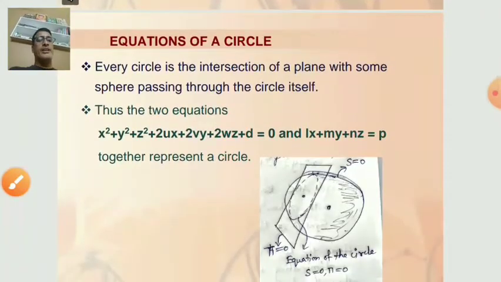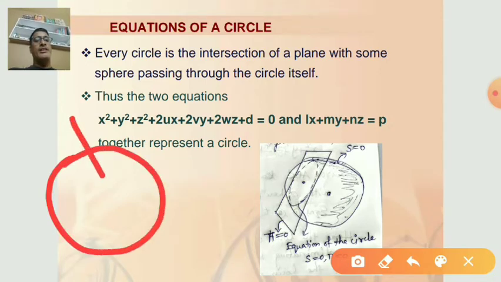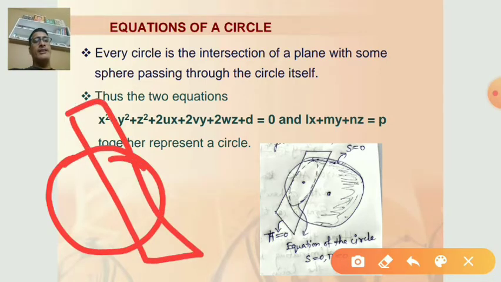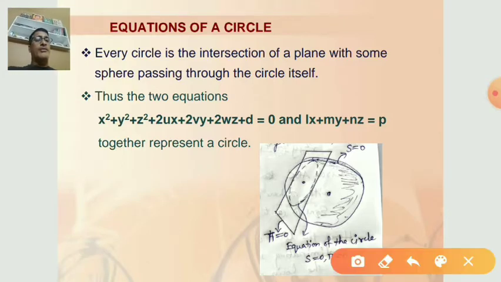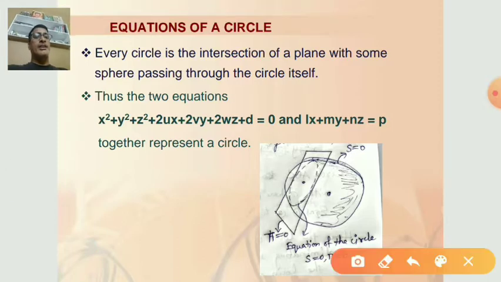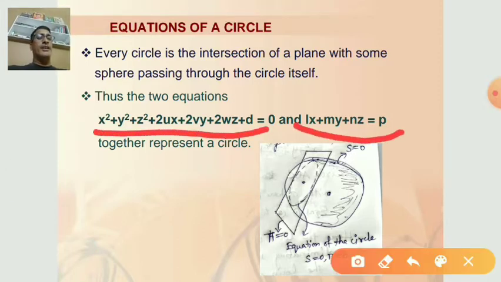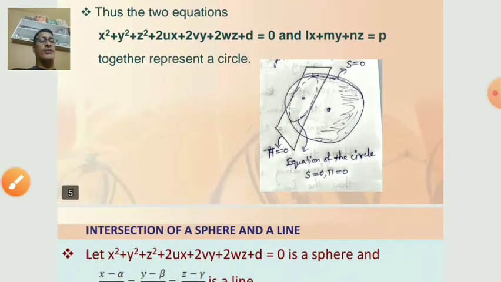See this, equation of a circle. So we know that the intersection of a sphere with a plane is a circle. Therefore, we can represent a circle by two equations in three-dimensional geometry. One is the sphere equation and another is the equation of the plane. And the circle, which is the intersection of this sphere with this plane, is given by these two equations together, like you can see in the picture.